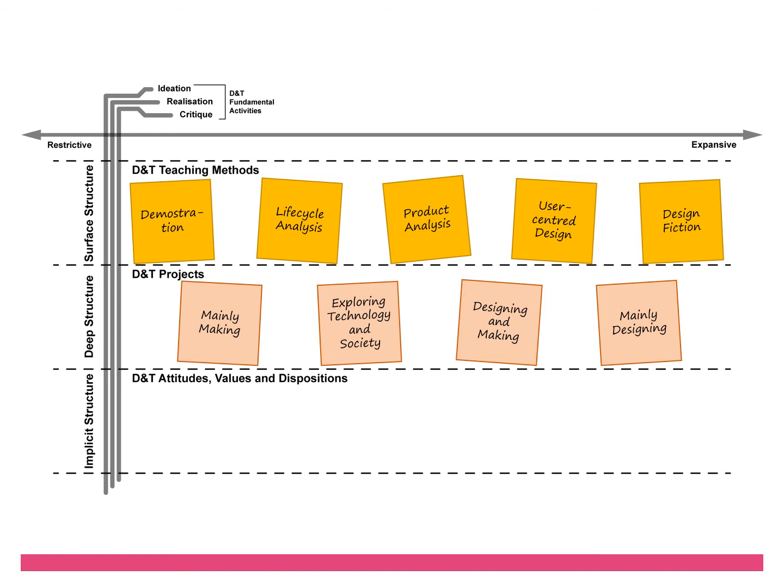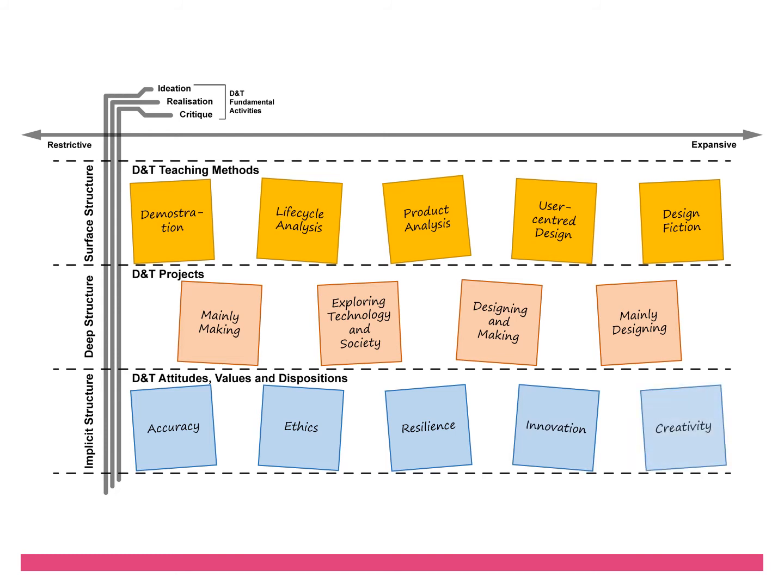Then sitting underneath that, we might think about attitudes and values and dispositions, and these are by no means extensive. But for example, we might think about accuracy, and developing accuracy might be on the more restrictive side because we want to be accurate. Ethics and ethical thinking, we might consider different ways of thinking about ethics, but again, we're thinking about things which are particular approaches and making judgments about things. Resilience and developing resilience through designing and making might start to become a bit more expansive, and innovation and creativity. We want to be expanding young people's minds and their thinking.